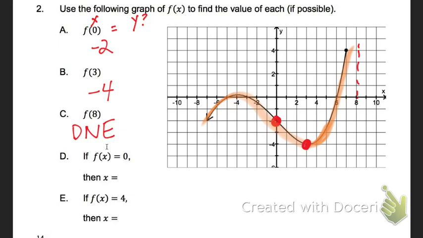So for f of 3, 3 is the x, so we just write the y.